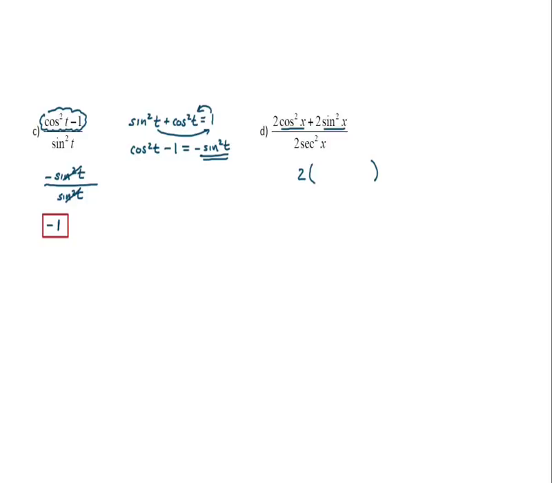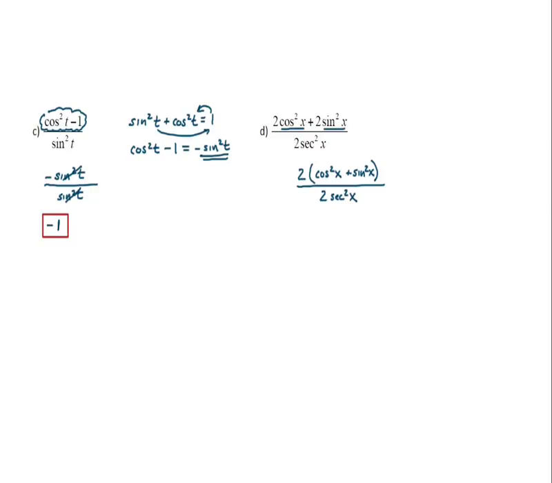So we take a look at example D, or problem D there. The top, the numerator, looks a lot like one of my trig identities, cosine squared of x plus sine squared of x. The only problem is each of them has a coefficient of 2. So what I'm actually going to do in this case is factor out that coefficient of 2. So that would give me the expression 2 times the quantity cosine squared of x plus sine squared of x all over 2 secant squared of x.